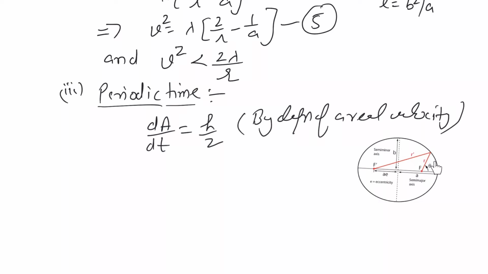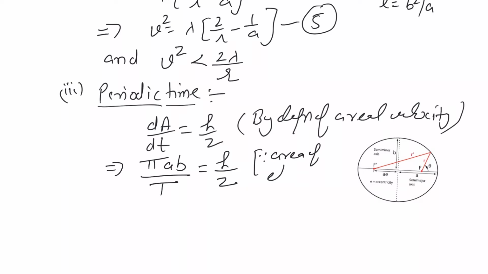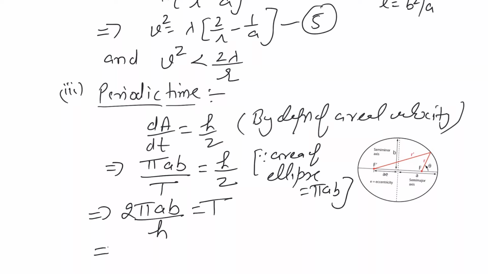Here, to complete this whole cycle, the area traced during that particular time is the area of the ellipse. So in completing a cycle, the area traced is the area of the ellipse, pi ab, and the time taken in that is T, so this will be equal to h by 2. Because we know that the area of the ellipse is pi ab, and T is the time period we are interested in, this implies that pi ab upon h by 2 is equal to T. This implies that T is equal to 2 pi ab upon h.